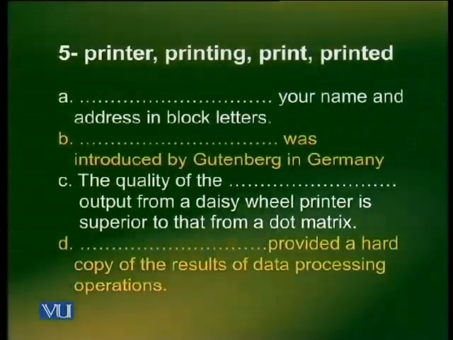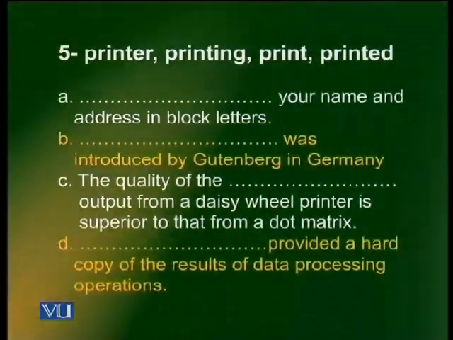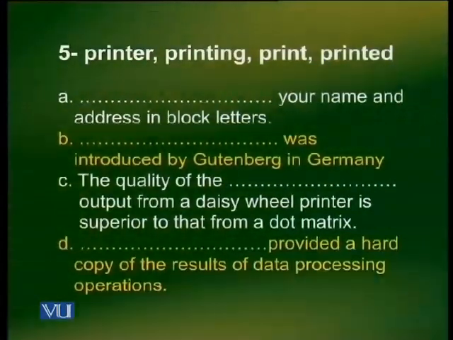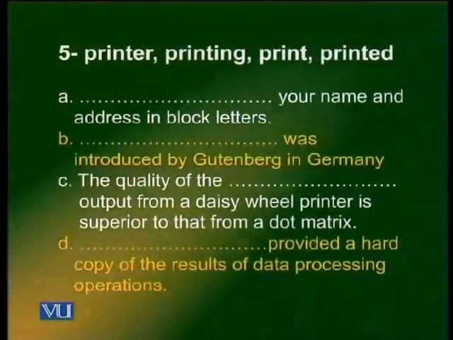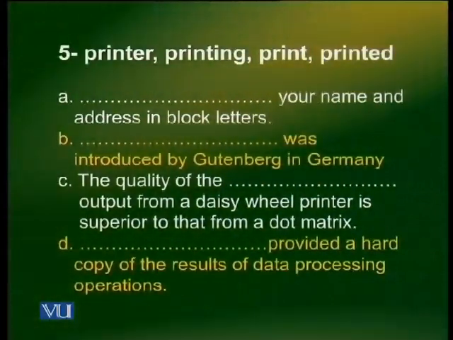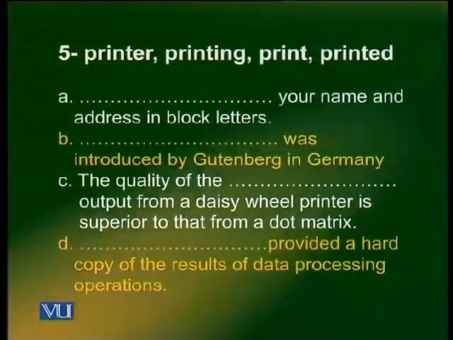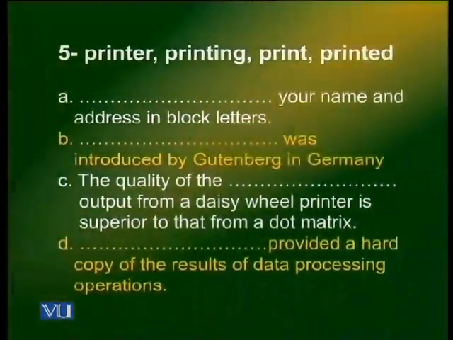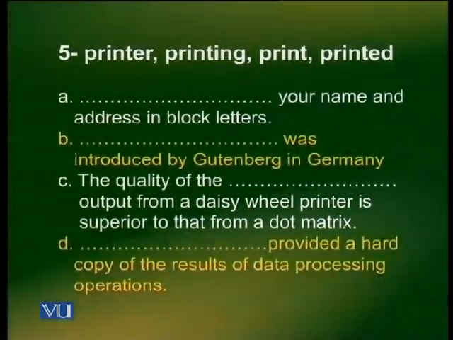Number C, the quality of the printed output from a daisy wheel printer is superior to that from a dot matrix, and the word is printed. And number D, printers provide a hard copy of the result of a data processing operation, and the word is printers.